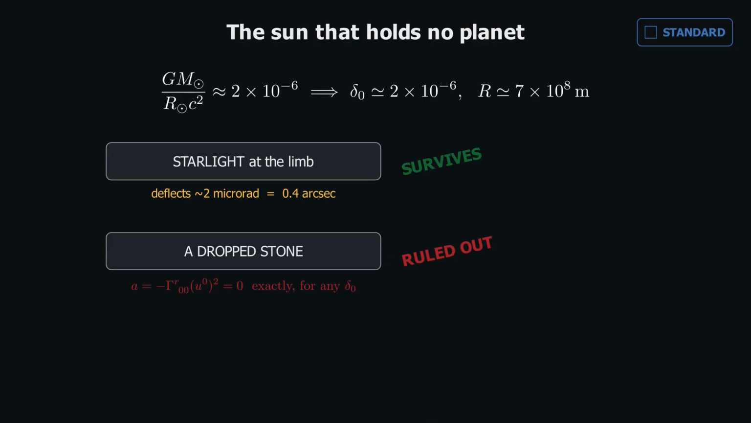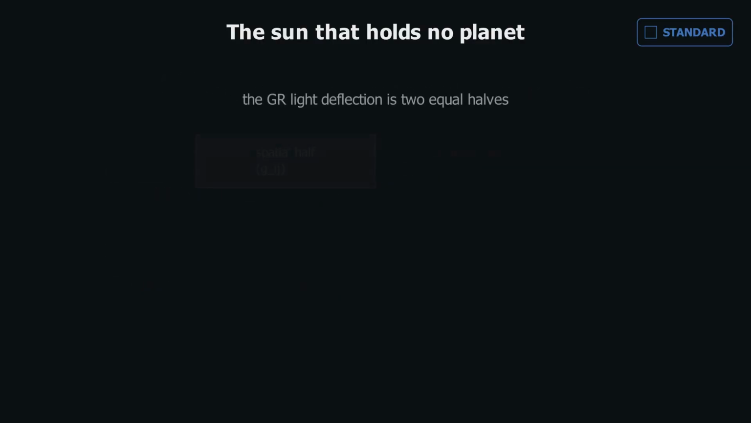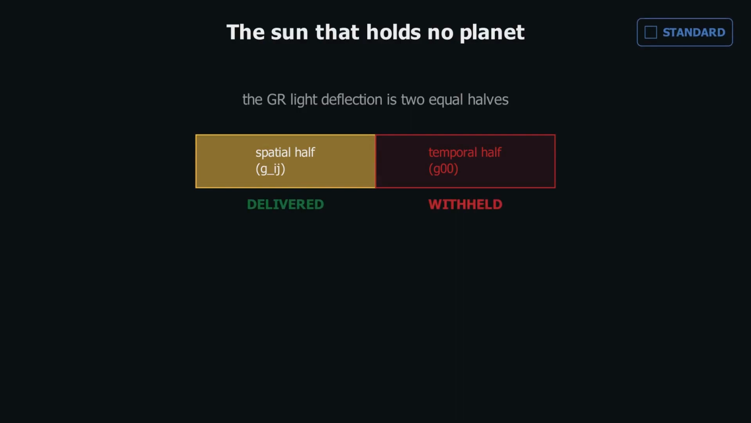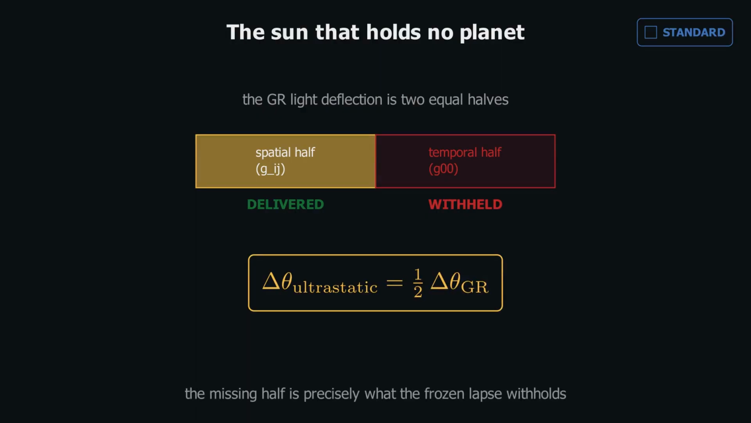Now release a stone at that surface. Its acceleration is exactly 0, independent of delta naught. No fall, no orbit, no Kepler ellipse. And now the sharpest number in the chapter. In full general relativity, the deflection is the sum of 2 equal pieces, one spatial curvature, one time, which is where the famous factor of 2 comes from. The ultrastatic metric supplies only the spatial piece, so even the lensing it delivers is short by a factor of 2, and the missing half is precisely what the frozen lapse withholds.